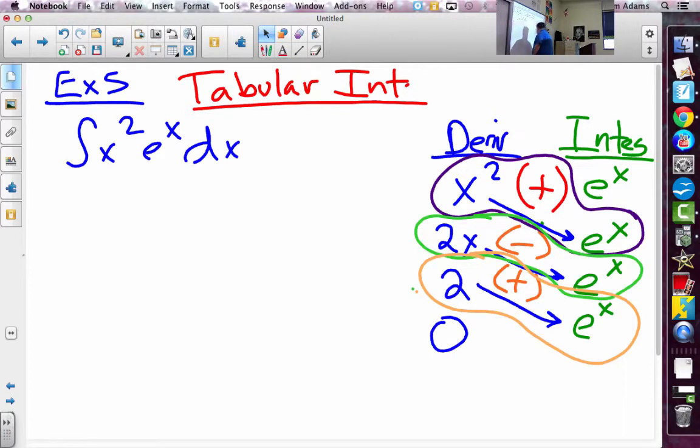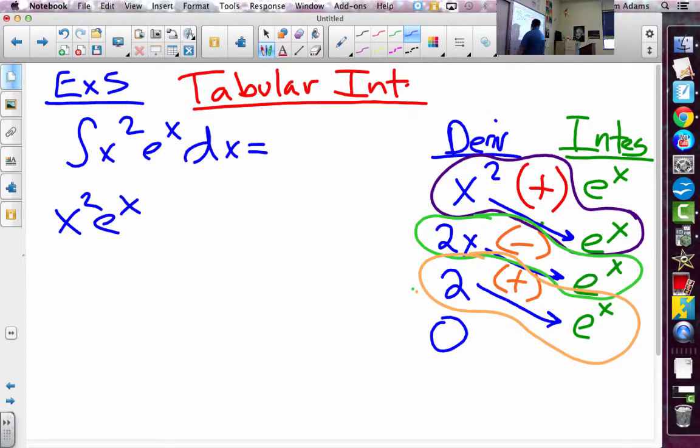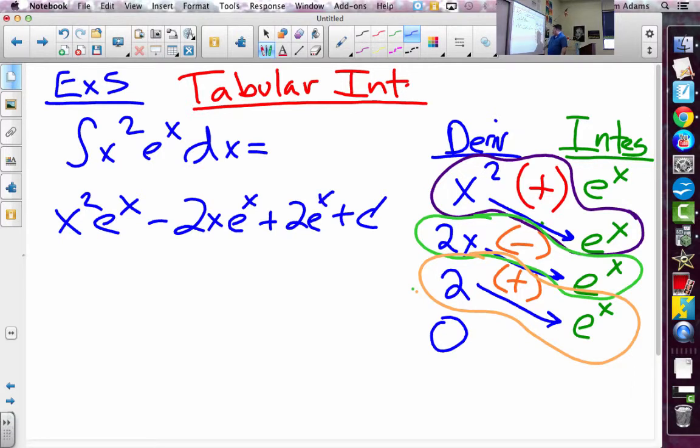So the integral of this is simply going to be x squared e to the x. I've got this minus sign, so it's going to be minus 2x e to the x. And then lastly, it'd be plus 2e to the x, and then we've got to tack on the plus c at the end. Okay? Oh, it's e to the x, I'm sorry. e to the x, I forgot the x part. Okay, are there any questions on that?